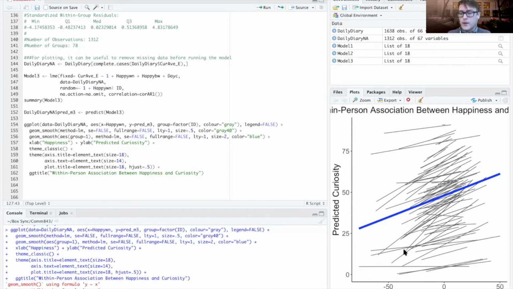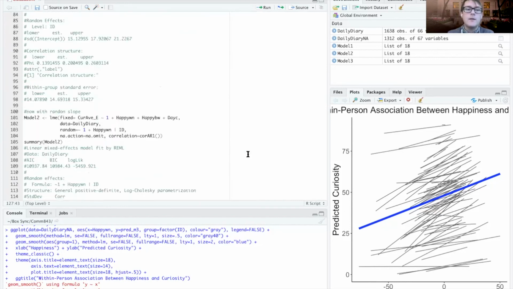These gray lines in the background, these are predicted associations for each individual. And you'll notice that because we allowed for random intercepts and random slopes, people start at different places. And the angle of the slope is different between different people. Okay. Cool. So that's it.